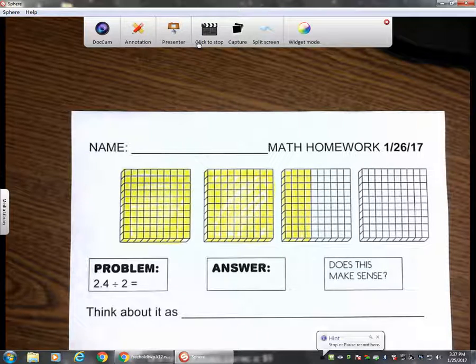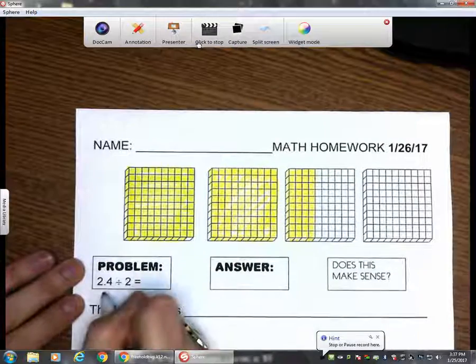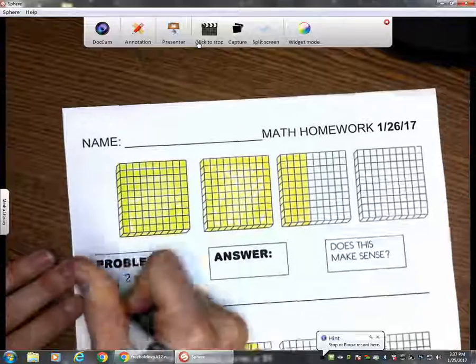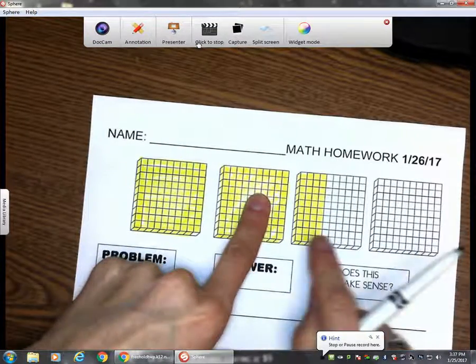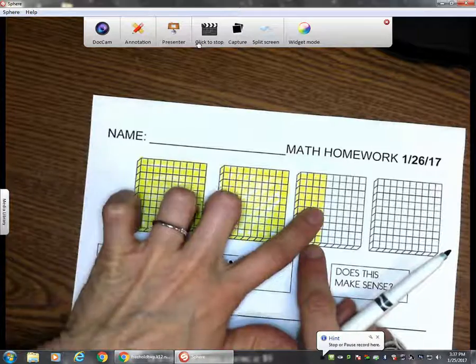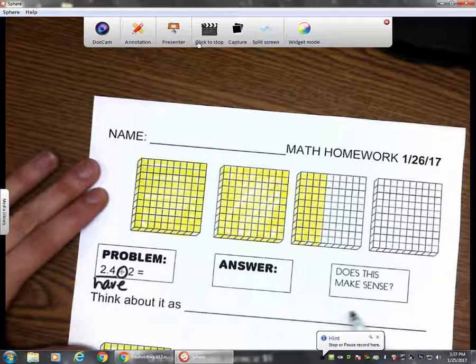Okay guys, we're just going to go quick over tonight's homework. So I already shaded to start. I said, okay, I know I have 2 and 4/10. So I shaded 2 whole blocks and 4/10, 2 and 4/10. And now I'm splitting it or dividing it into 2 equal parts.